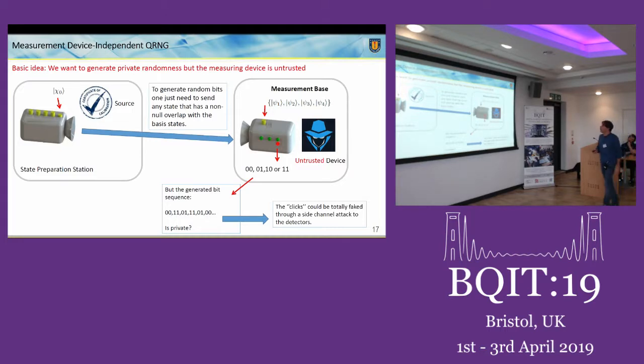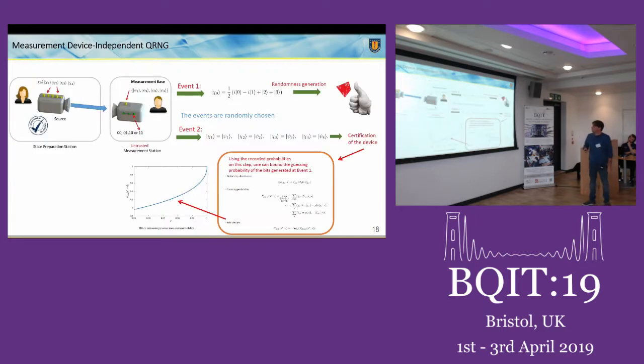So Paul and Daniel had a very interesting idea, very simple. The idea is to add in the protocol a second event where you send one of the basis states for detection, so you know which detector should be firing, right? And you are still sending the mutually unbiased state 90% of the time, so you are generating random bits.